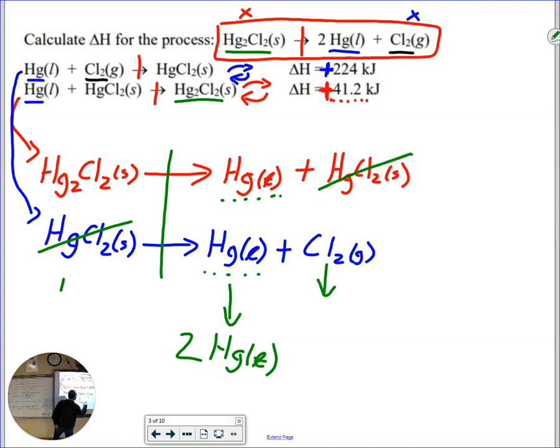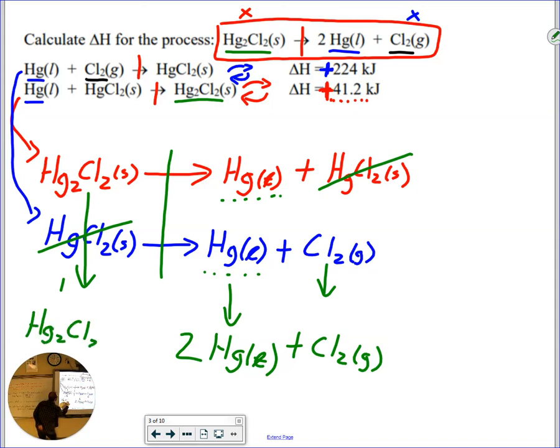Okay, he's going to come down here, so plus Cl2 gas. He's going to come down here. So on this side, I've got Hg2Cl2 solid.